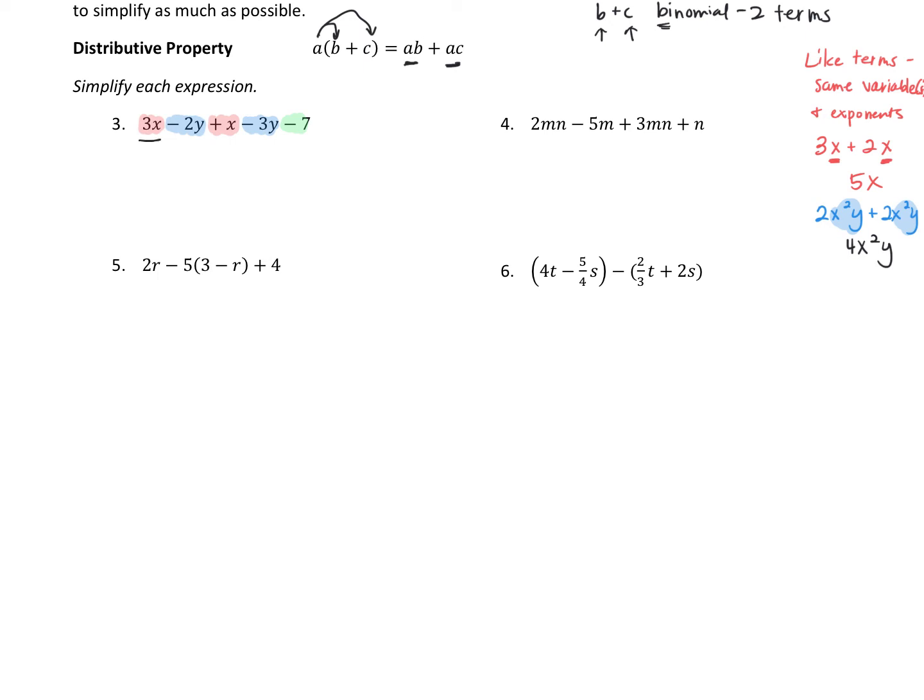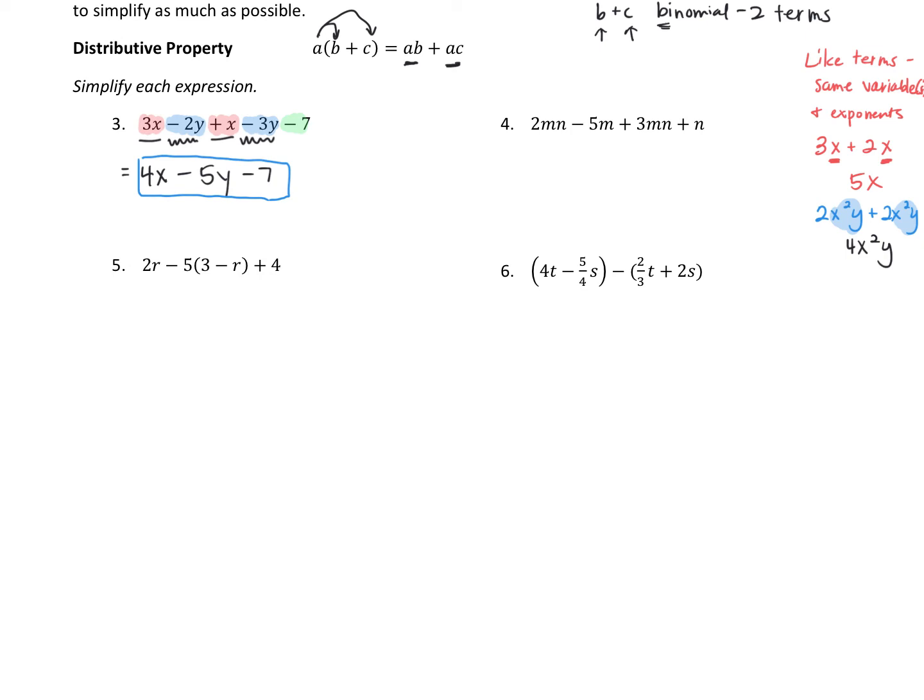So 3x and plus x, that would be 4x. And then I have a negative 2y and a negative 3y. Those are the same sign. They're both negative. So I'm going to add the numbers and keep the negative. That would be negative 5y. And then I have the constant. So bring down the minus 7. Notice in my expression now, I have no like terms. So this is going to be my final answer. Okay, that is the simplified expression. Once you get to the point where you have no like terms, you've done what you need to do.